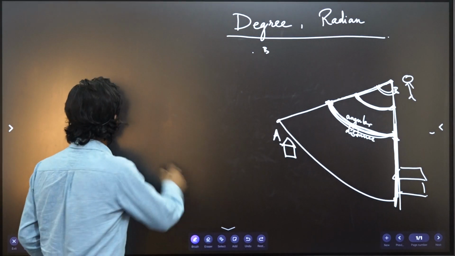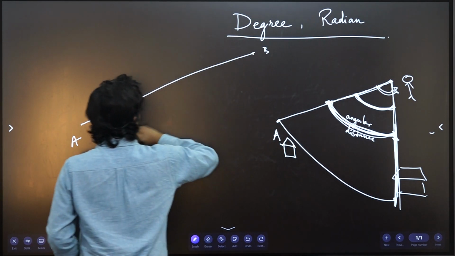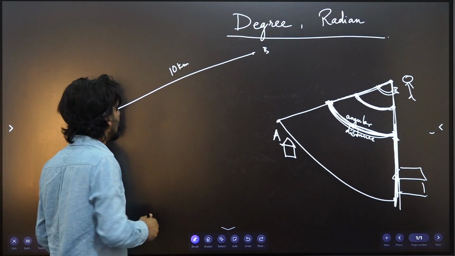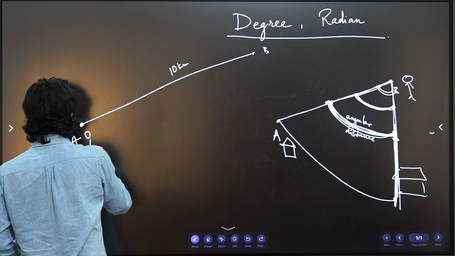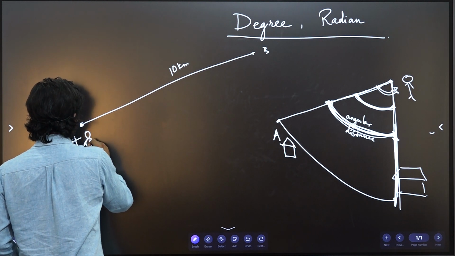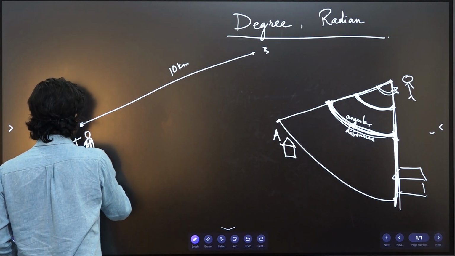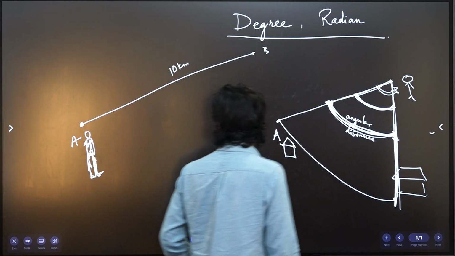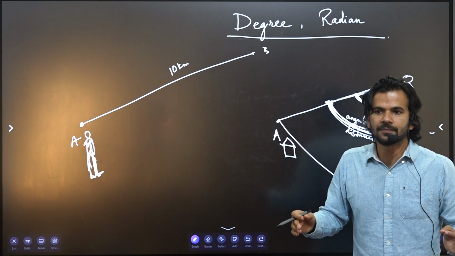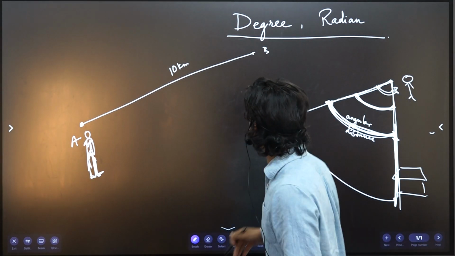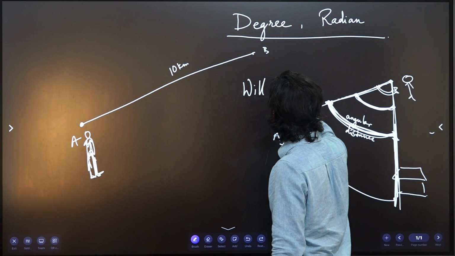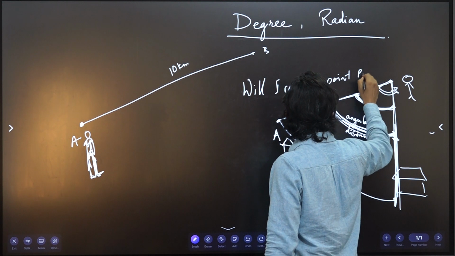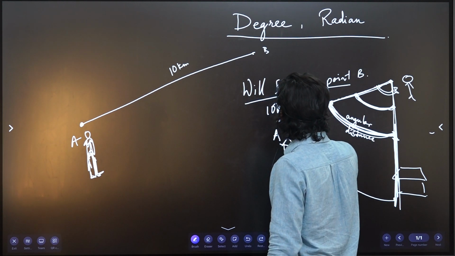Because for example, if I want to go from point A to point B, let's say the distance is 10 kilometers, I start from here. Will I reach point B if I walk 10 kilometers from here?